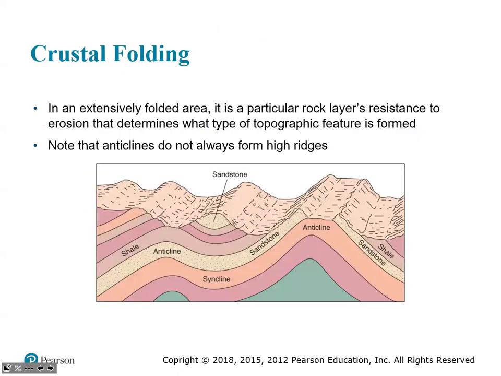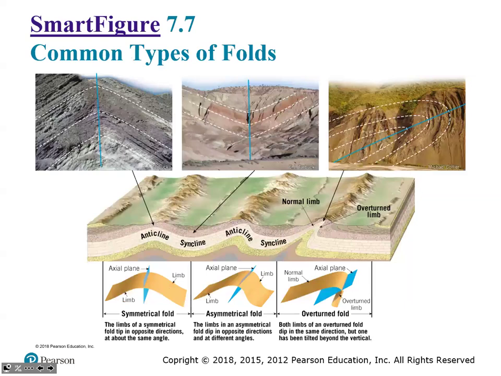In an extensively folded area, it's a particular rock layer's resistance to erosion that determines what type of feature is formed. So anticlines don't always form ridges, and synclines don't always form dips, because it depends on how various rocks weather in a row. So here are some common folds.